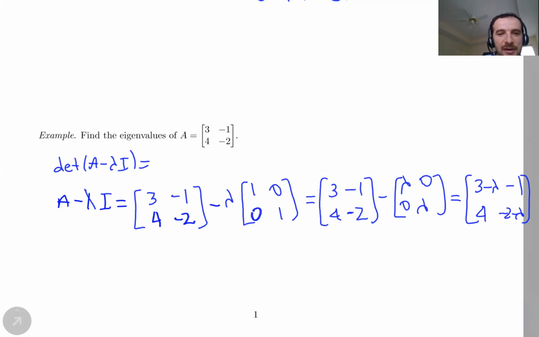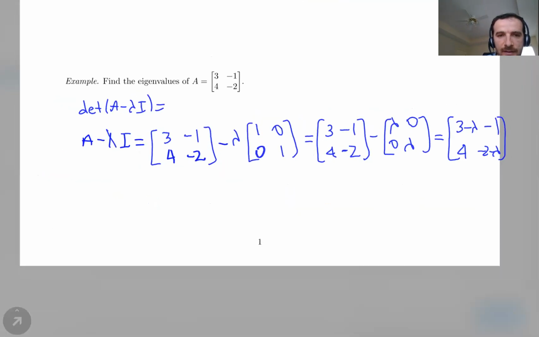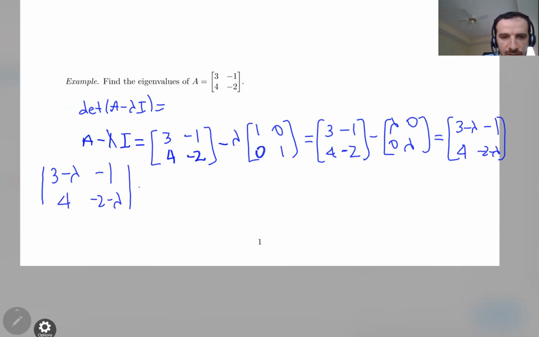Anyway, A minus lambda I is this, right? And I want to have the determinant of that equal to 0. So the determinant of 3 minus lambda, minus 1, 4, minus 2 minus lambda. Remember the determinant of a 2 by 2 matrix: this times that minus this times that, right? 3 minus lambda times minus 2 minus lambda, minus 1 times 4.